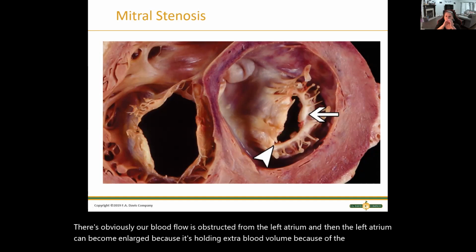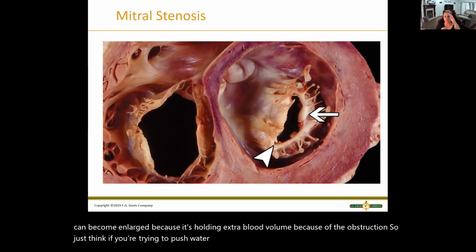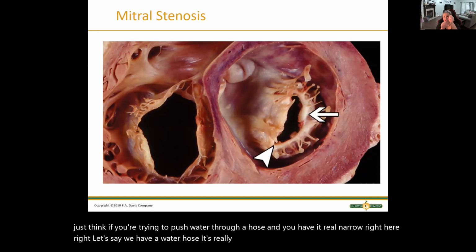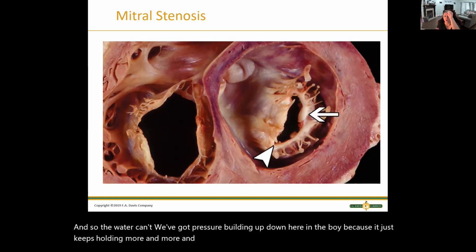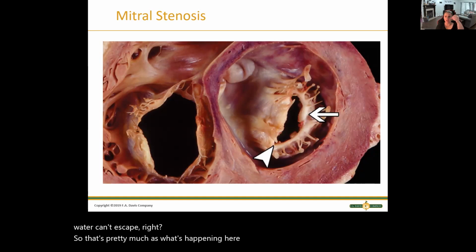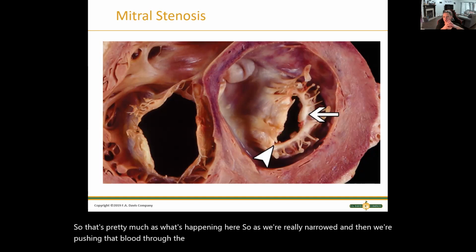Just think if you're trying to push water through a hose and you have it real narrow right here. Let's say we have a water hose, it's really narrow, and we're pushing it into a balloon, right? The water can't escape, so we've got pressure building up down here in the balloon because it just keeps holding more and more water. It's expanding because the water can't escape, right? That's pretty much what's happening here. As we're really narrowed and we're pushing that blood through, the left atrium is enlarging because it's holding extra blood volume caused by the obstruction.